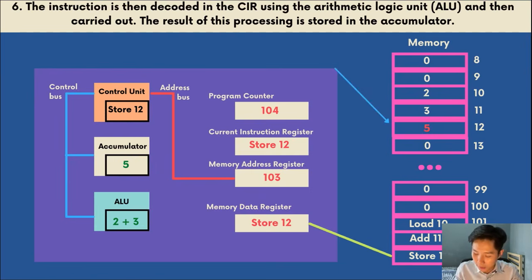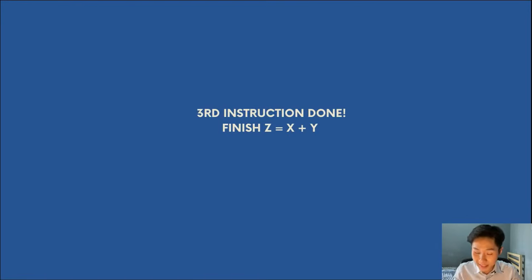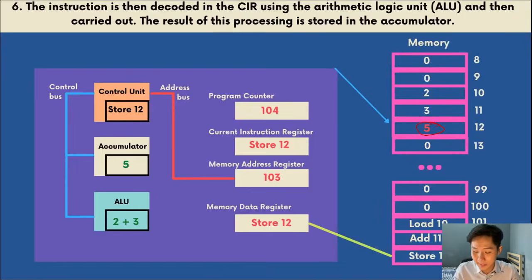So take a look at location 12. It is now storing the value 5, which is our result. That's all we have done: 3 plus 3, and we put the result into location 12. And can you see that there are so many instructions involved for just one mathematical operation.